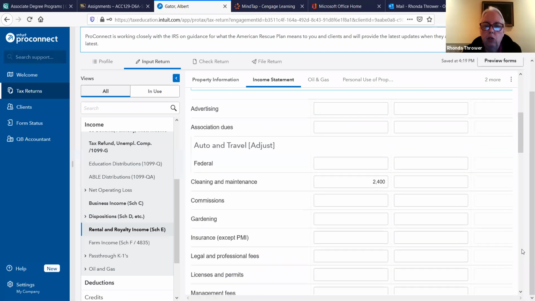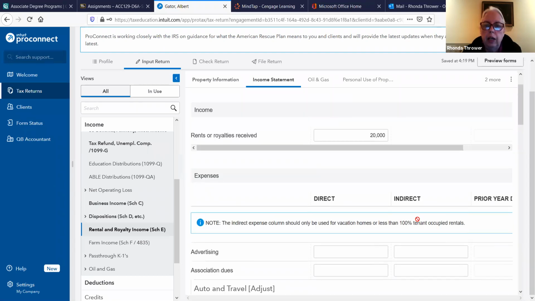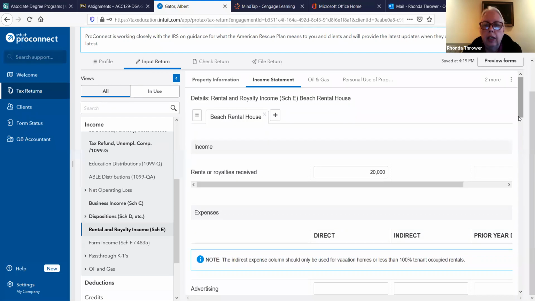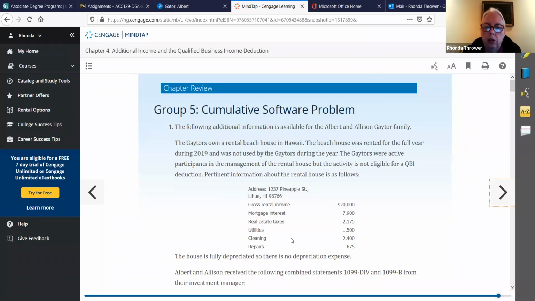So all you did basically is you put in the income amount, and then your expenses are deducted from that. The difference between the income or the revenue and the expenses will give you the net income from this rental that it will calculate for you on your tax return. And so that's all you had to put in for the rental income. So going back to our problem, we've entered in all the information for this. And again, here they told you there was no depreciation for this house.